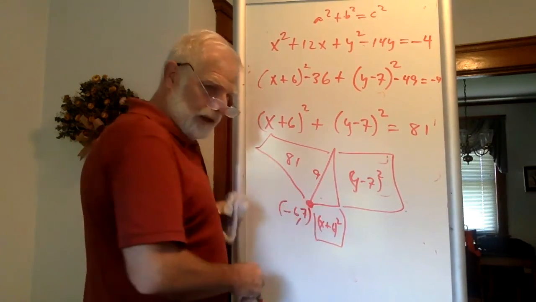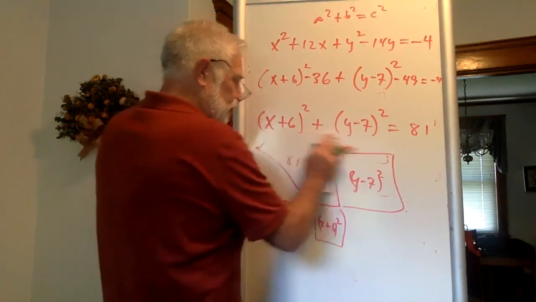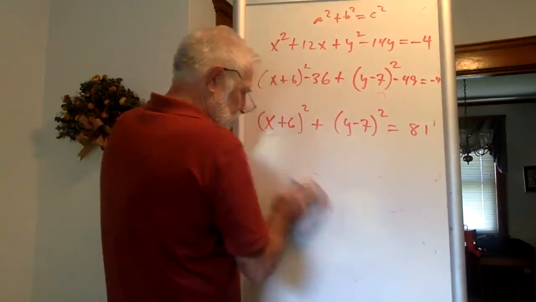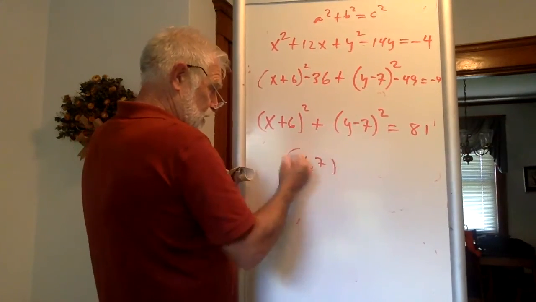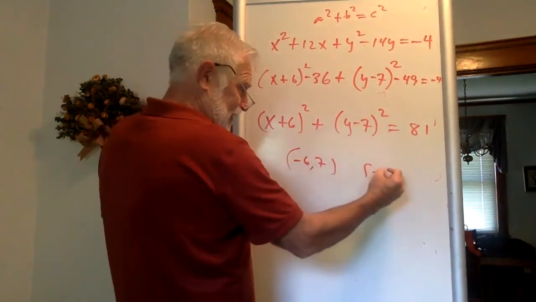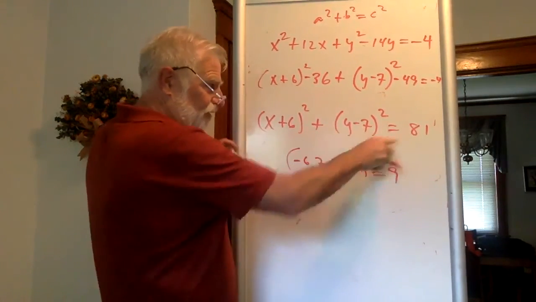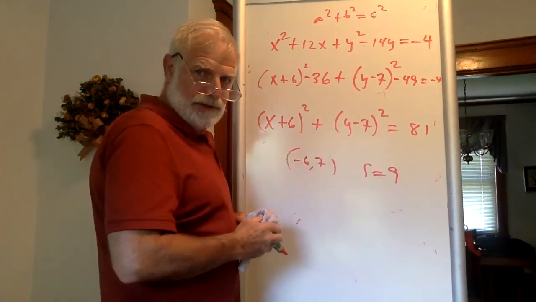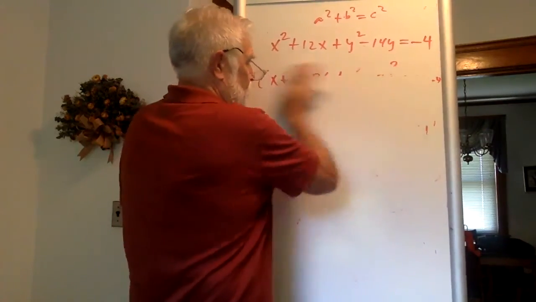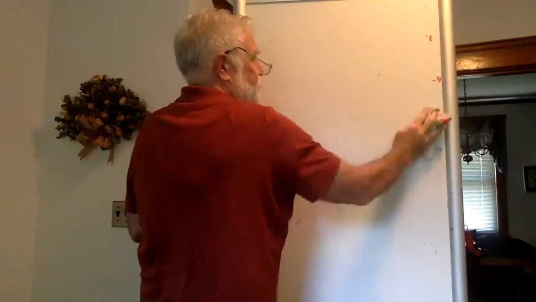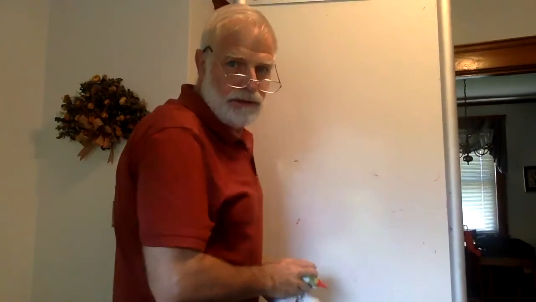I'll talk more about that in class. Okay, so looking at this, what's the center? The center is -6, 7. What's the radius? 9, because these are area statements. Okay, all right, next problem. Almost done.